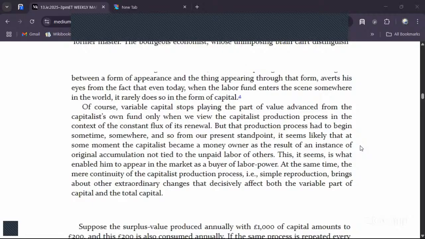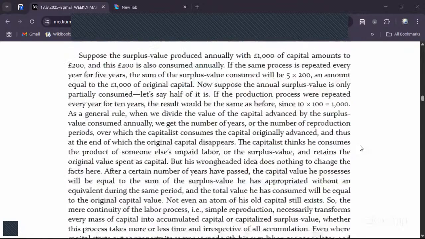At the same time, the mere continuity of the capitalist production process, i.e., simple reproduction, brings about other extraordinary changes that decisively affect both the variable part of capital and the total capital. Suppose the surplus value produced annually with 1,000 pounds of capital amounts to 200 pounds, and this 200 pounds is also consumed annually. If the same process is repeated every year for 5 years, the sum of the surplus value consumed will be 5 times 200, an amount equal to the 1,000 pounds of the original capital.